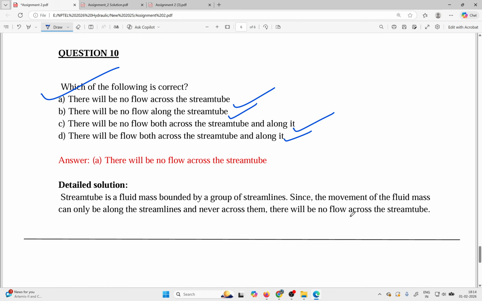Option A here is correct: there will be no flow across the stream tube. Detailed solution: the stream tube is a fluid mass bounded by a group of streamlines, as we have already seen in the previous question. Since the movement of fluid mass can only be along the streamlines and never across them, there will be no flow across the stream tube. So, the definition here, please try to understand: your stream tube is a collection of streamlines, and streamlines never cross.